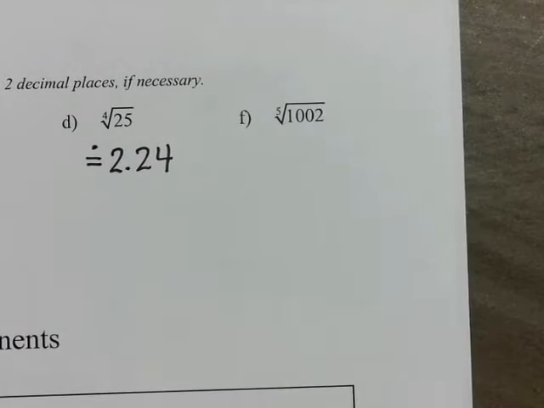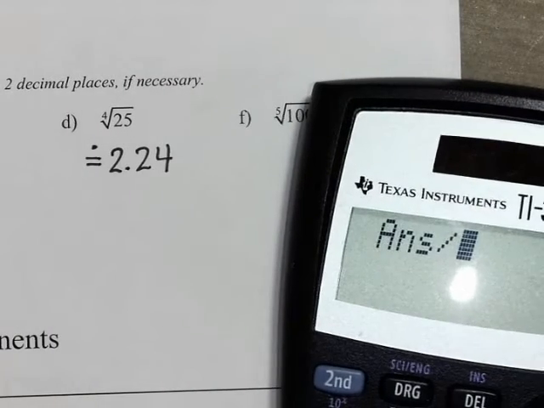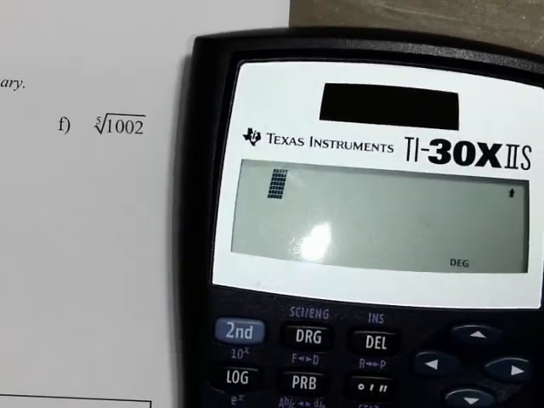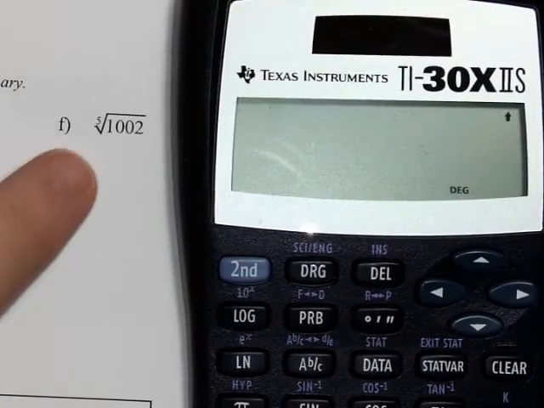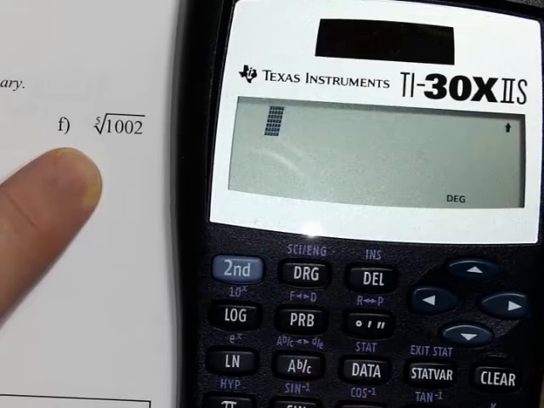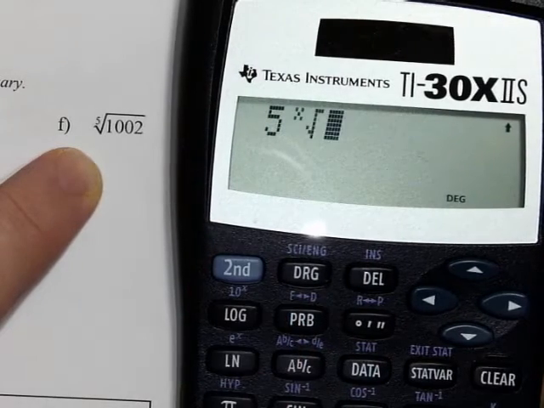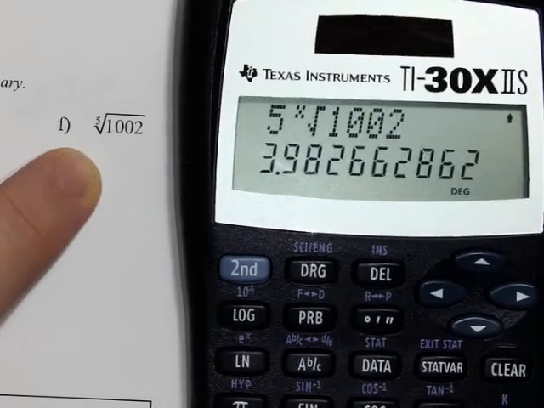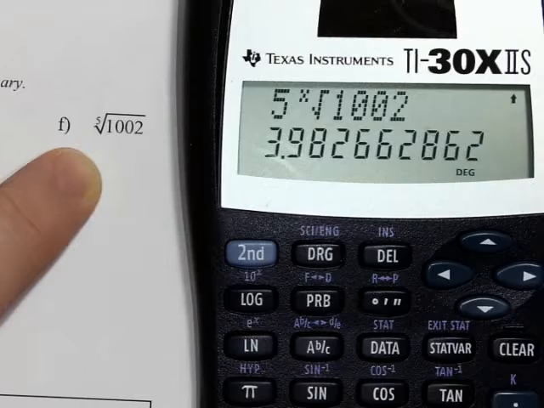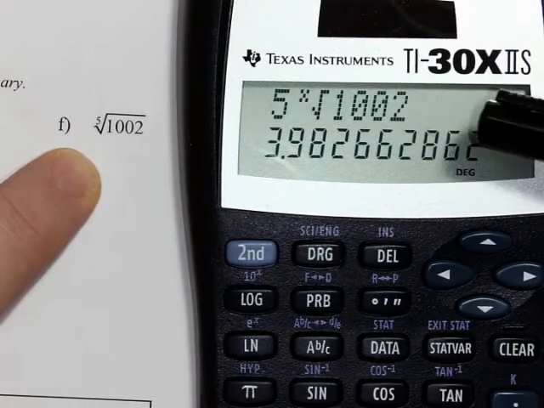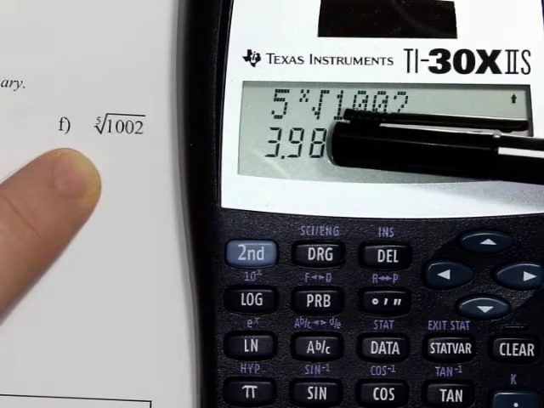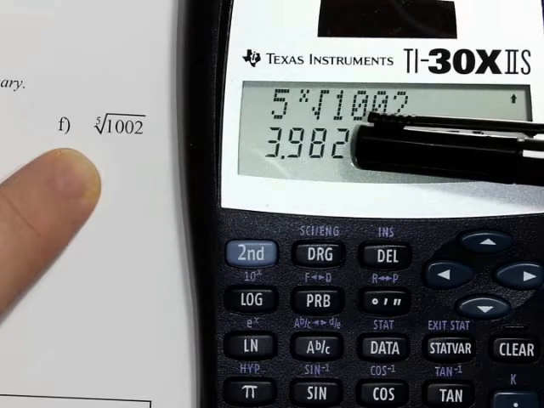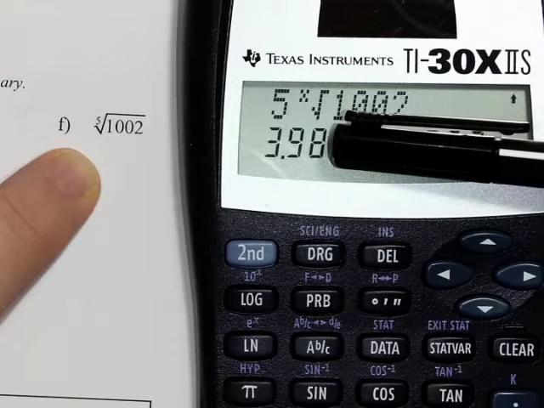And then for the last one, I'm going to use the other calculator. For this one, if I do the fifth root of 1002, I would put my 5 in first, second, my exponent button, and then 1002 equals, and I get another decimal. So this is 3.982662862. I would like 2 decimal places. That would be the 98. I take a look at the next digit. It's a 2, so that's not enough to round it up. So this would stay 3.98.